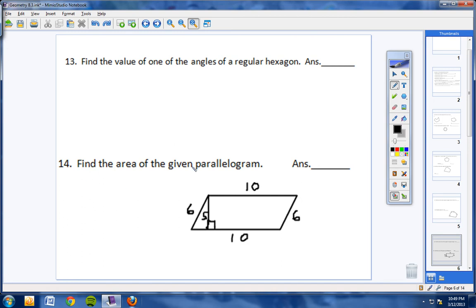All right, number 6, find the area of the parallelogram. Notice I put a bunch of numbers up here because I want you to know which numbers to use.